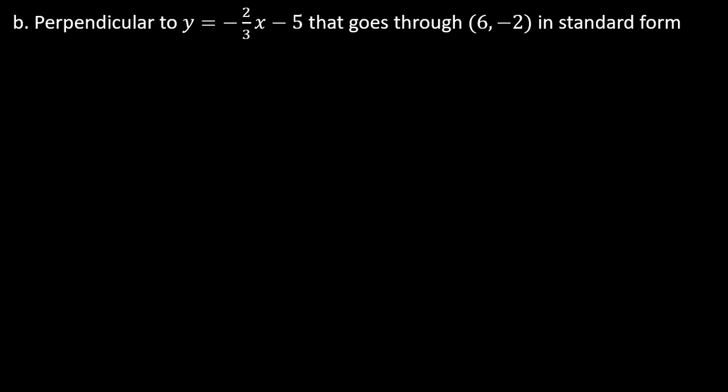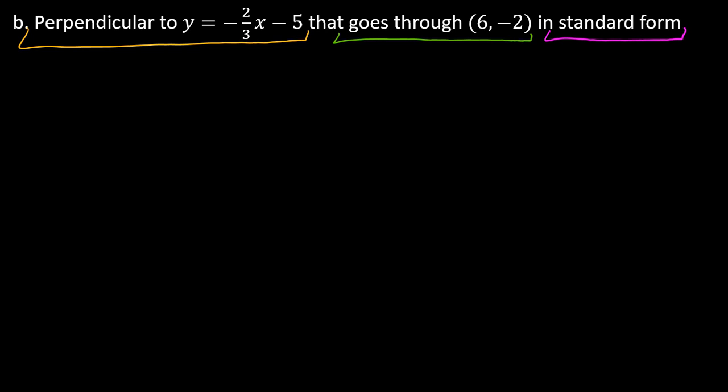So now what I want to do is find the equation of a line that is perpendicular to y equals negative 2/3 x minus 5, that goes through the point (6, negative 2), and I want this to be in standard form. So once again, I just want to break this problem down into 3 parts so that you can really think of this as 3 different pieces.